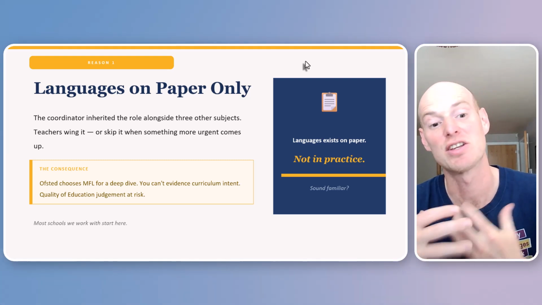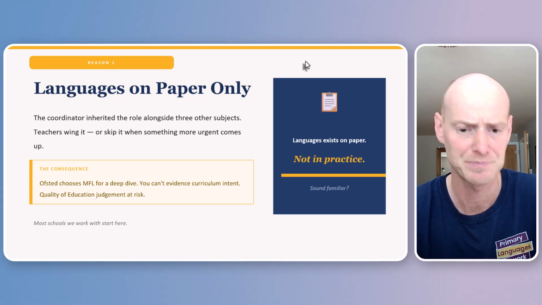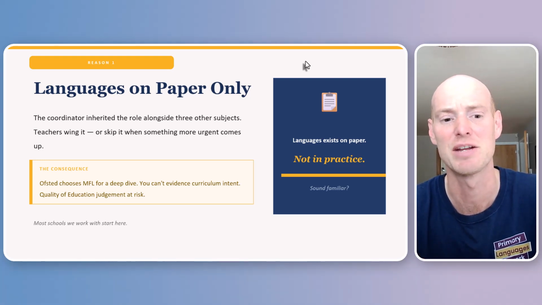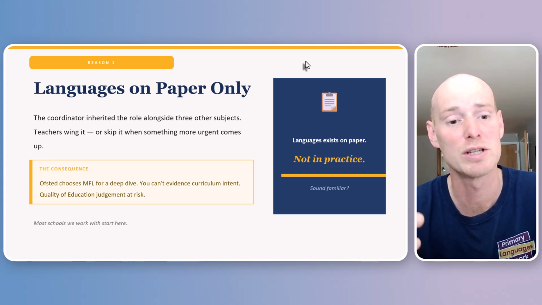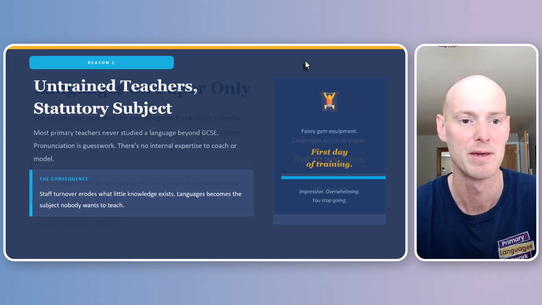And the consequence of this is, if Ofsted was to choose a deep or shallow dive, you can't evidence the curriculum intent, and your quality of education judgment will be at risk. We want to make sure as a head teacher that you're coordinating every subject properly.